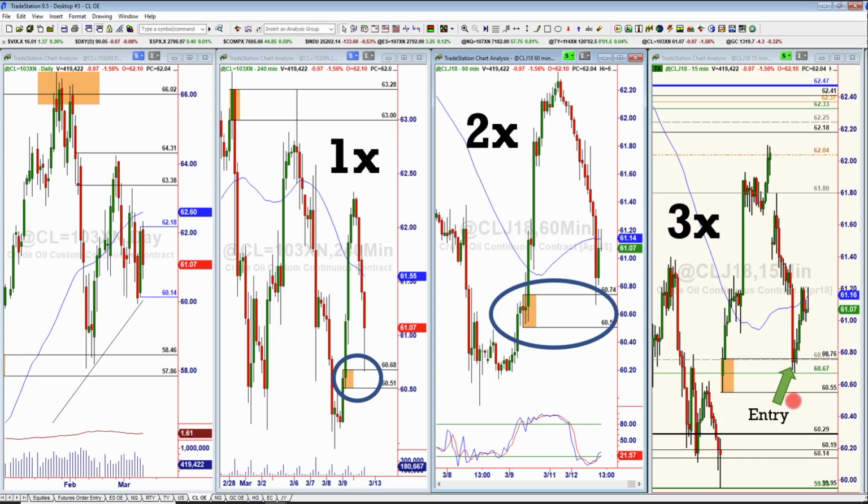You can see here's the entry down in here. You simply place your entry, somewhere in this zone with a stop below it, and then systematically have your profit targets already identified prior to executing the trade. So you know your risk to reward ratio. And so this is one of our favorite setups.